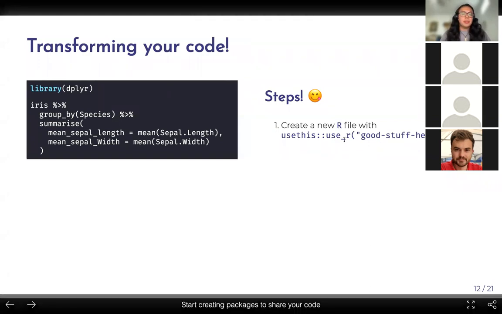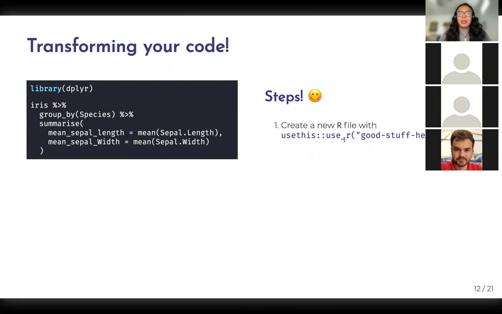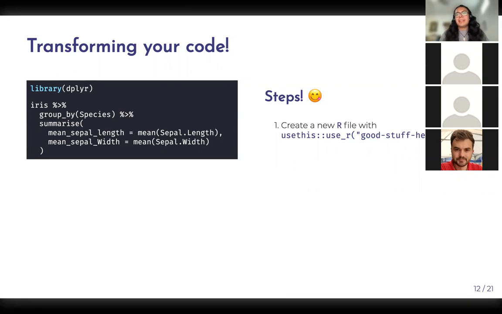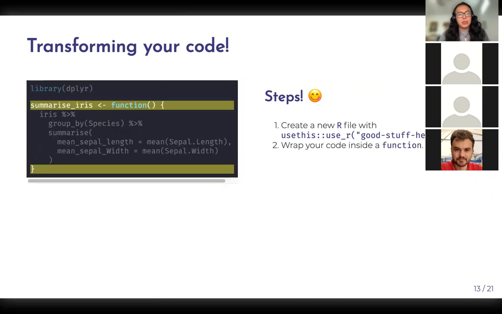So the first thing is to create a new R file using the use_r function. Good stuff here. That's what I call this file. So this will create an empty file, and it will also suggest you create an automatic test, but we can keep it until here for now. Then what you need to do is to abstract your code inside a function. Here I am just wrapping my code to summarize the iris inside of an empty function.